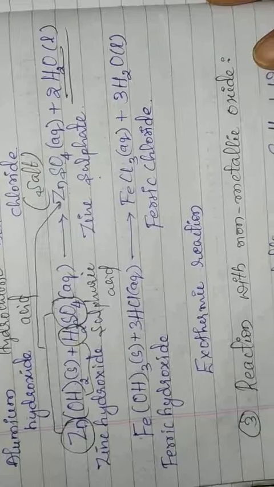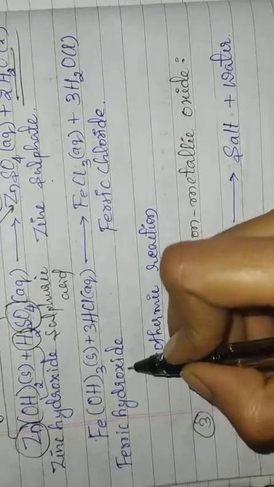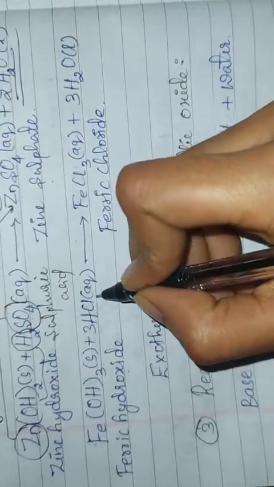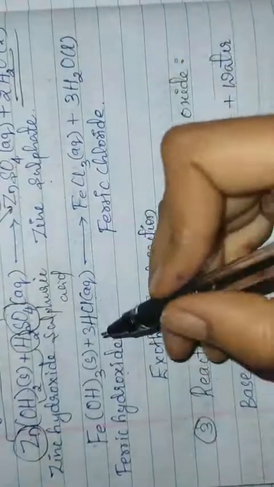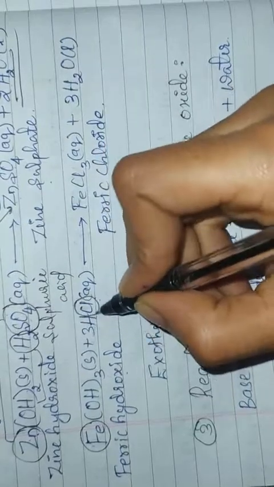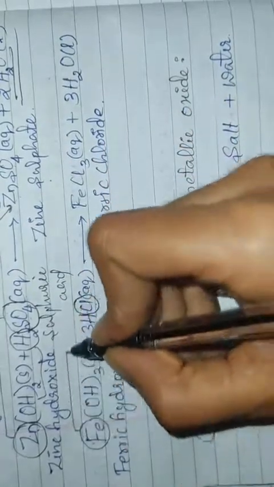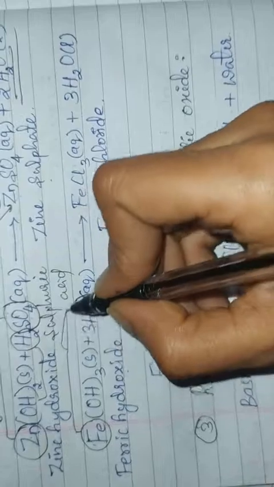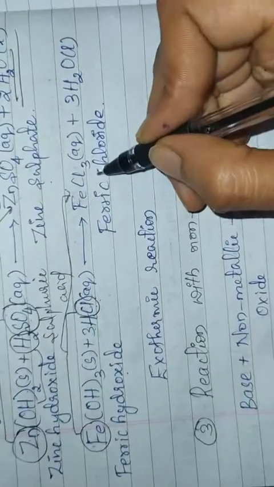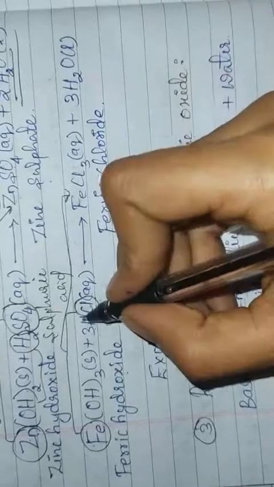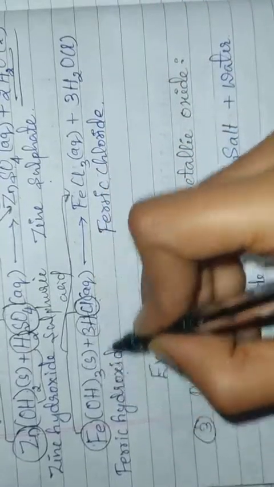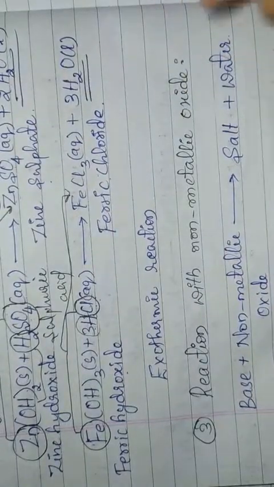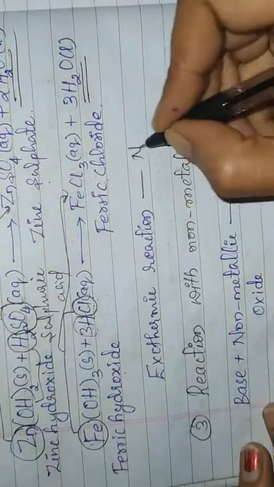Next we will see ferric hydroxide. It reacts with hydrochloric acid. So here this iron will react with chlorine which is present in the hydrochloric acid. This iron will combine with the 3 chlorine atoms present in hydrochloric acid and it will form ferric chloride. It is a salt, and these 3 hydrogen and 3 OH will combine and they will form water.